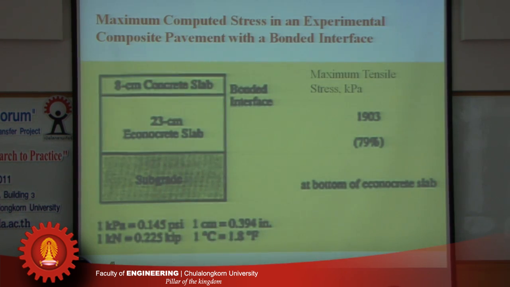But for the rest of that test section, they were bonded. In fact, this experimental road was built about 40 years ago, and it's still in fairly good condition today. The reason was because this concrete was bonded to the econocrete, and now it acts as one thick slab. Okay. And now, because they're bonded, the stress becomes much lower, and you have to analyze it by considering the temperature effect. Otherwise, we do not get the true picture.